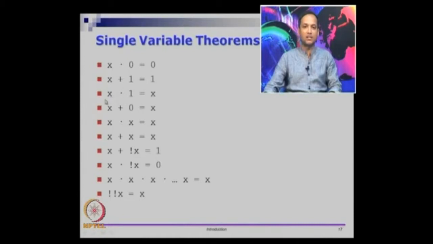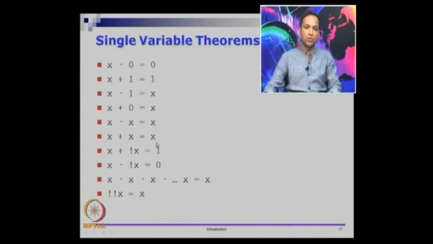Then x and 1. So if I do not know what x takes, x and 1 is still x. So what it means is, if I have an AND operation, whatever value this input takes is the value that the output will also take. Similarly, x plus 0 or x or 0 is x, x ANDed with x is x itself, x ORed with x is also x itself, and so on.